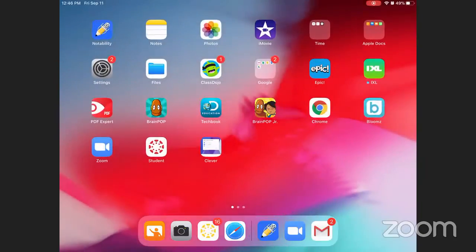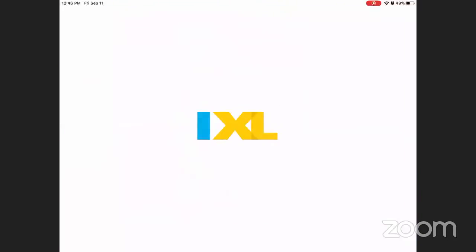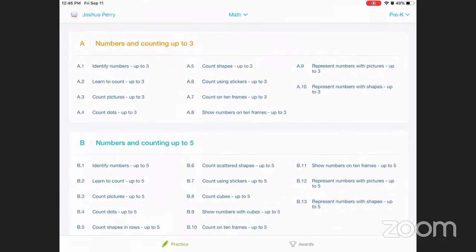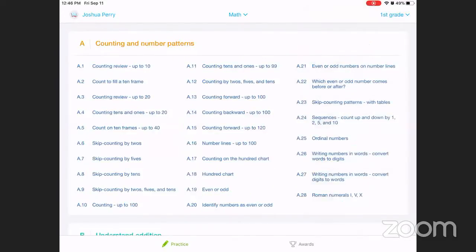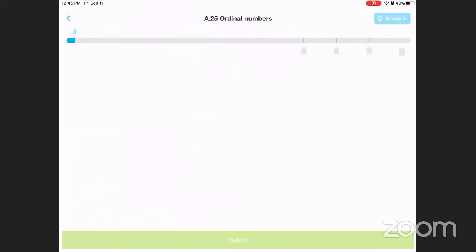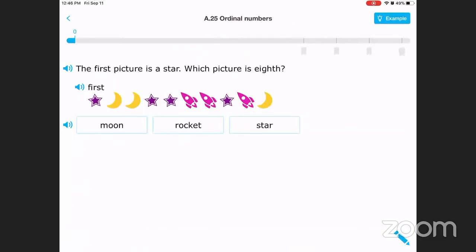Let's switch on over to IXL, and you guys pay extra close attention here. You know how mine always puts me in pre-K and I have to tap in the top corner? I want all you guys to tap in the top corner, because we're all going to take a trip back to first grade. We got to go to first grade to find this one. It's going to be first grade, and then it's A25. It says ordinal numbers. Oh, we're going back to first grade for a little bit.